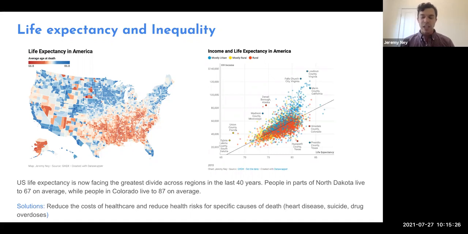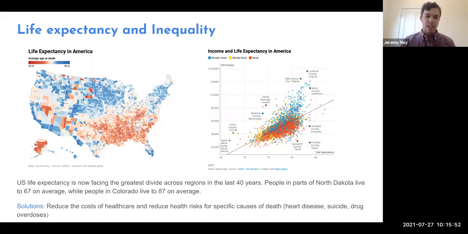So when you dig into that county in North Dakota, about 80% of the population there, it's called Oglala Lakota County, is Native American. So you have really high rates of suicide, alcoholism, poor access to healthcare, poor access to government services. So once you start disaggregating some of this information, you're able to figure out what those challenges are, so you can think about what the solutions are.